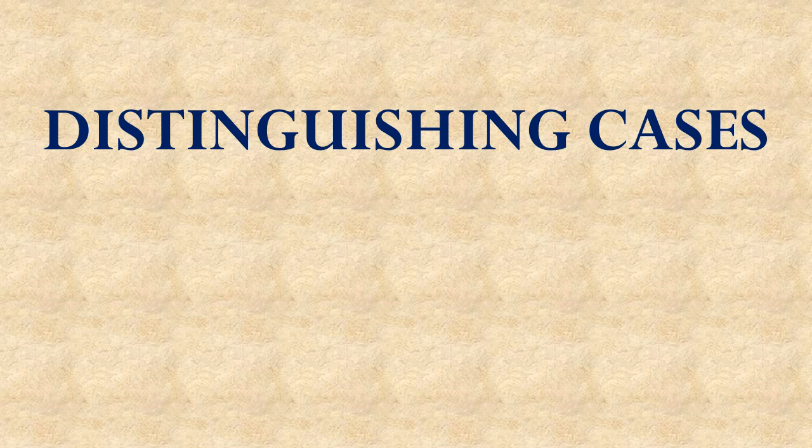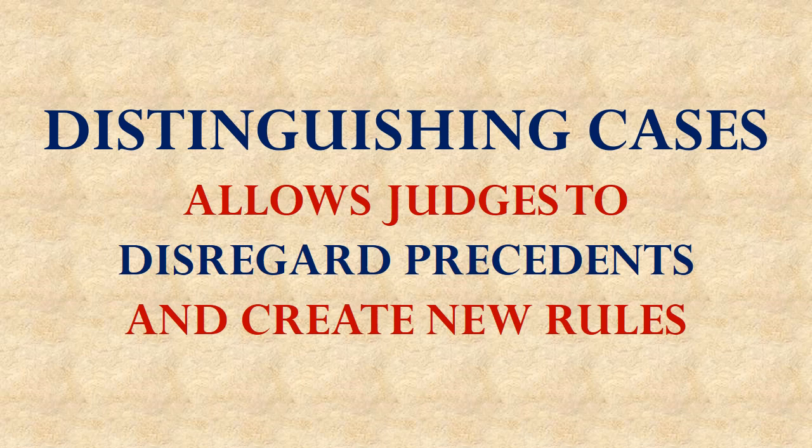Well, what we see from these examples is what we call distinguishing cases. Distinguishing cases is where a judge says, wait a minute, the situation before me is different. Therefore, the common law rules that have been created in previous cases don't apply. Therefore, I get to make up my own new rule.